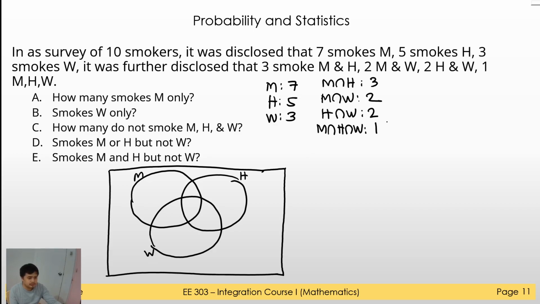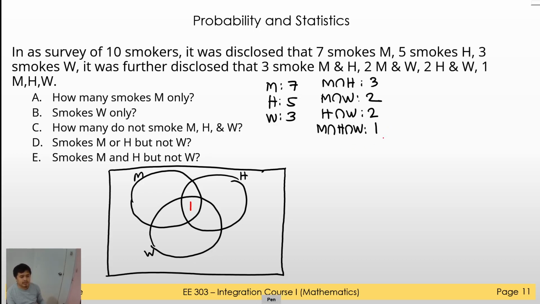We will start from the middle. Usually, if this is given, then we start with the given wherein it is an intersection of all these three. We have one here, meaning there is one smoker that smokes any of these three given brands. So this will be one, in the center or the middle.